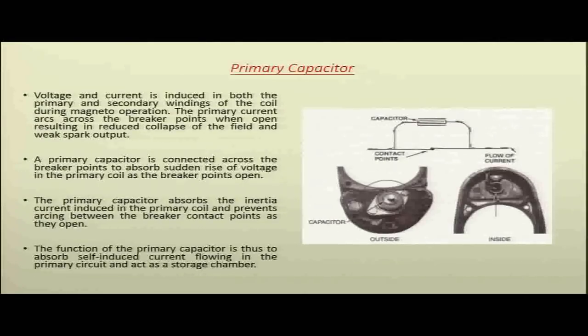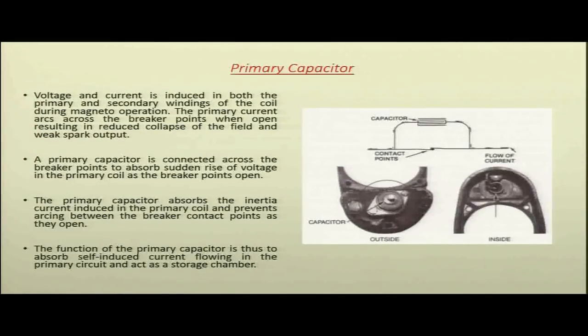The primary capacitor absorbs the inertia current induced in the primary coil and prevents arcing between the breaker contact points as they open. The function of the primary capacitor is thus to absorb self-induced current flowing in the primary circuit and act as a storage chamber.